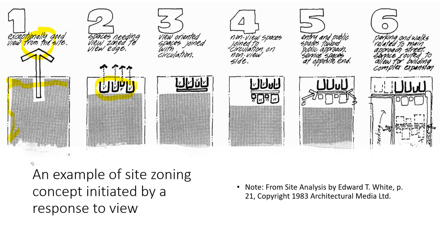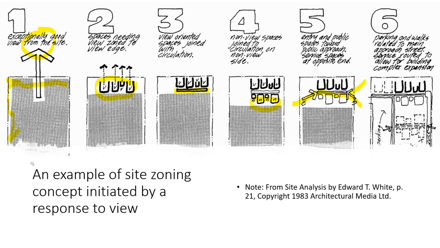So that's what is in front of the site. Now, view is orientated space joined with circulation. Now, how do you access all of these rooms? Of course, this is just a bubble diagram, but if you add your circulation, he puts a corridor here. See, so all of these spaces are now connected. And then these spaces here, number four, are the spaces that don't require the good views. So they put it behind the ones that require the good view. And then number five, how do you enter the private and public space? So here, he enters from here and then exits from here and here.